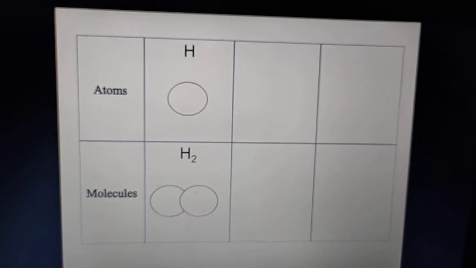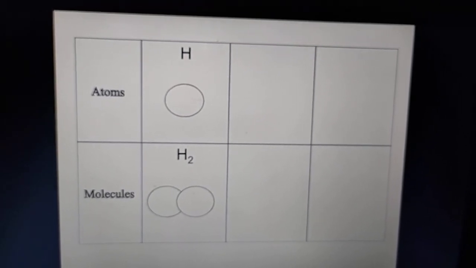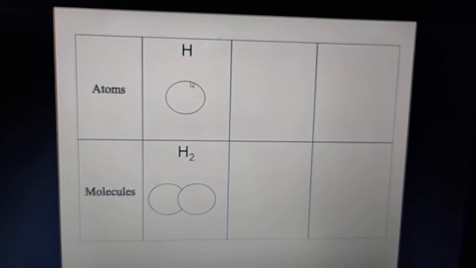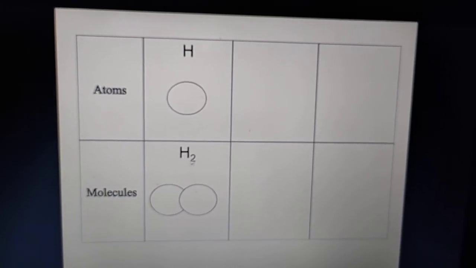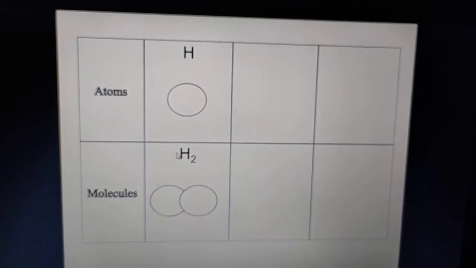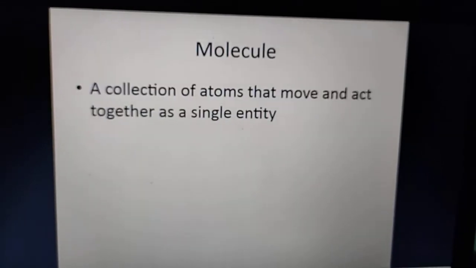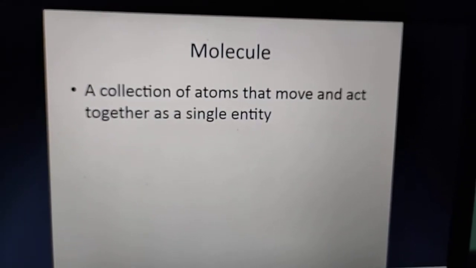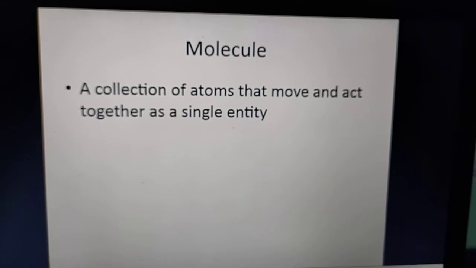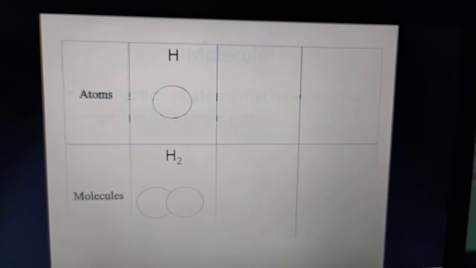H is an atom because it is a single atom. One atom of hydrogen is present. H2, 2 atoms of hydrogen. It is a collection of atoms. So molecule means what? It is a collection of atoms that move and act together as a single entity. So H2 is a molecule.